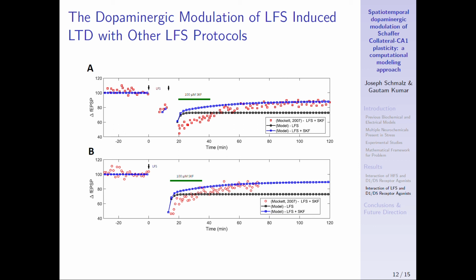Next, we consider the low-frequency stimulation protocol of 2400 pulses at 3 Hz, followed by the application of the dopaminergic agonist SKF. Again, the application of the dopaminergic agonist produces a small potentiation of the synaptic strength after the low-frequency stimulation protocol, but again, the application of SKF doesn't completely reverse the low-frequency stimulation-induced long-term depression. Again, our model is able to capture the reduced potentiation. This further supports that our model is able to handle a diverse set of low-frequency stimulation protocols in combination with dopaminergic agonists.